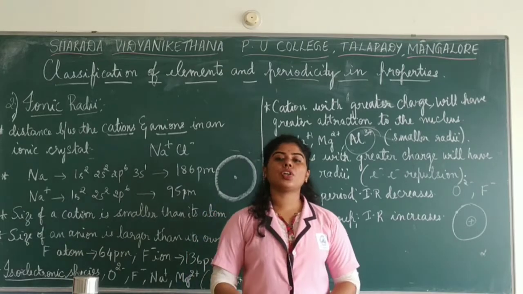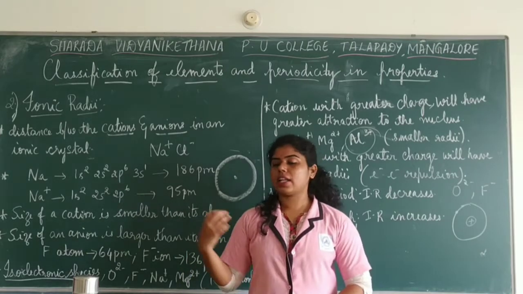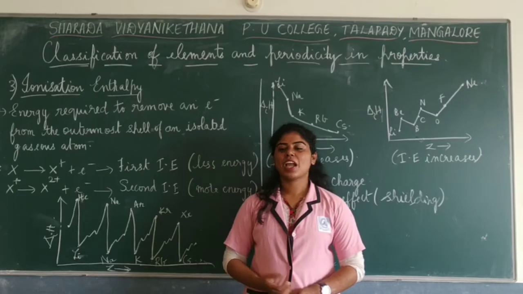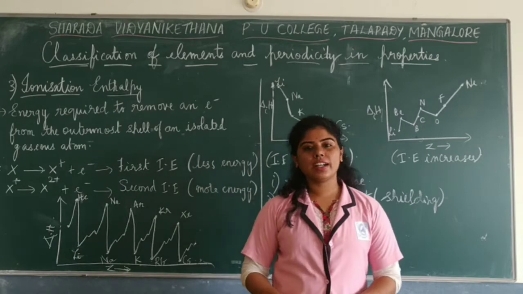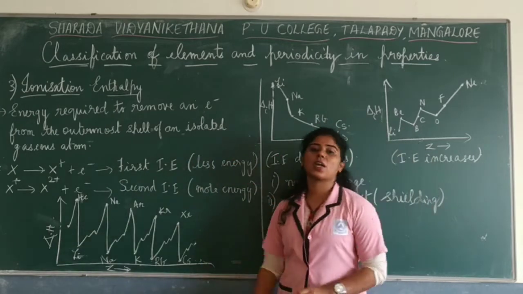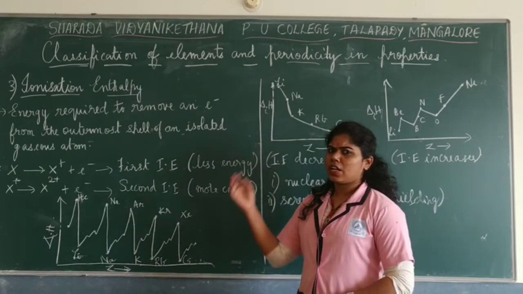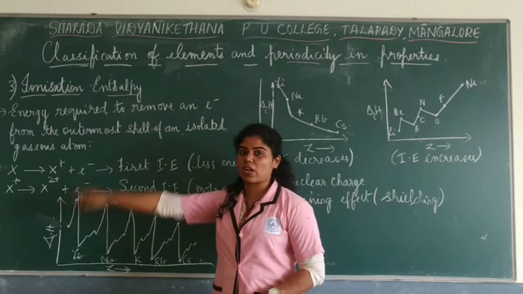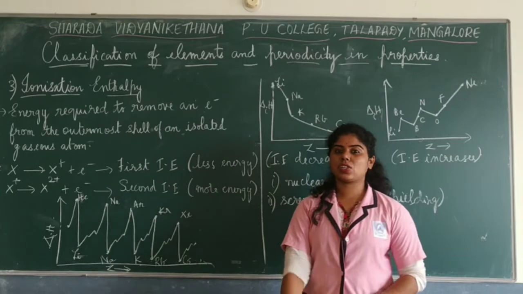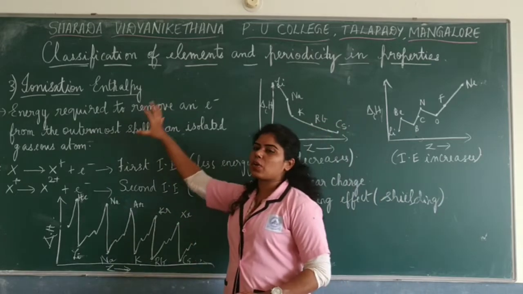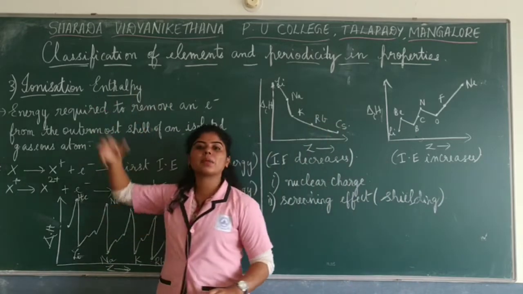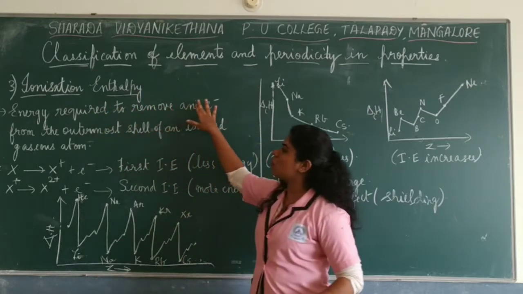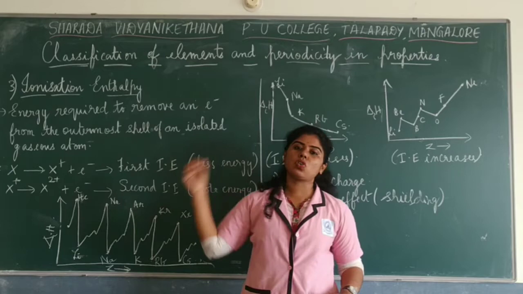Next we move on to the third trend, which is very important: ionization enthalpy. Now you must have heard this word somewhere. We were talking about this in the s-block elements. I told you they have low ionization enthalpy. Now what is ionization enthalpy? Enthalpy is nothing but energy. It is the energy required to remove an electron from the outermost shell.